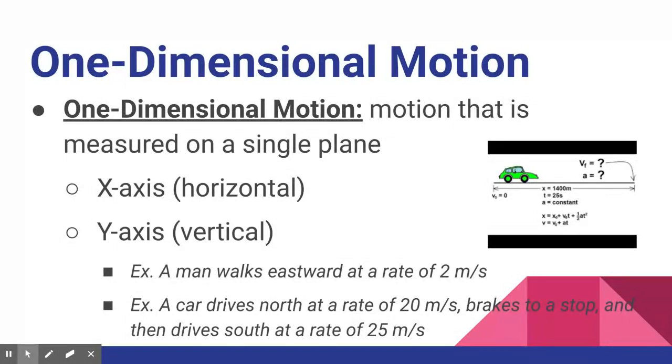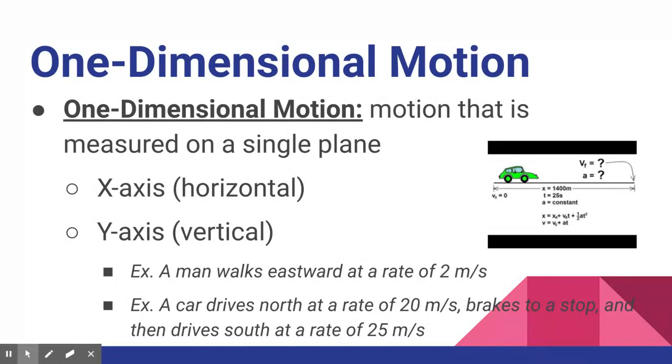So one-dimensional motion. What is one-dimensional motion? A really simple answer is motion that is measured on a single plane. This is super simple motion. For the most part, it's only in one plane. Meaning, is it on the x-axis? Is it on the y-axis? Are we going north to south? Are we going east to west? It's as if something is traveling on a straight line. Now, it can travel on a straight line, turn around, and then travel back on that same line. That is one-dimensional motion.